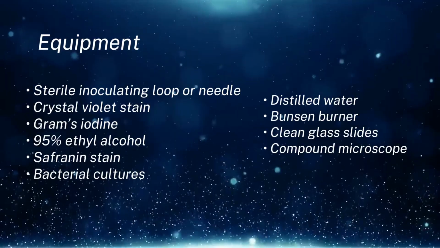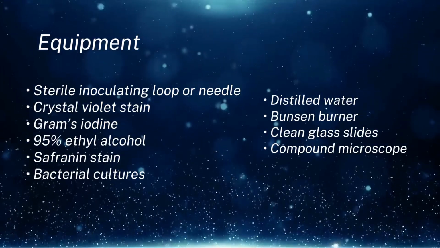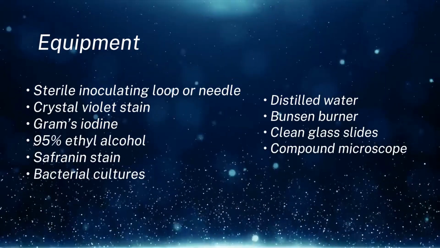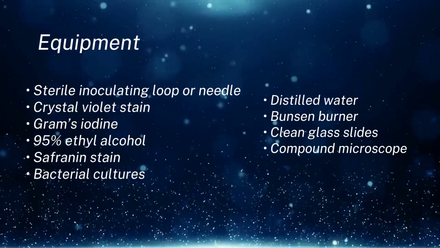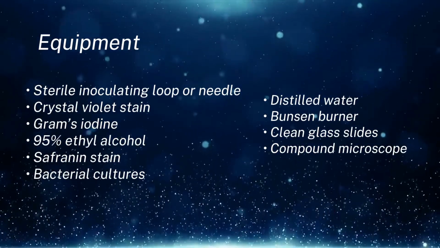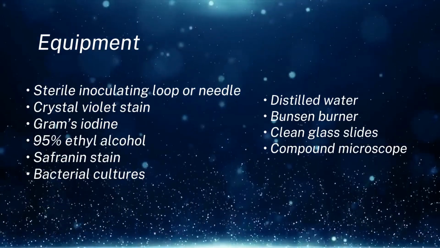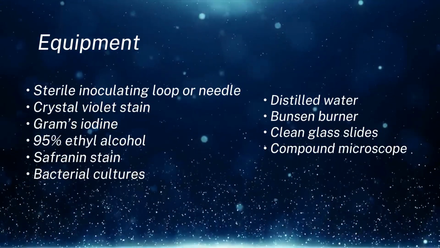Equipment: sterile inoculating loop or needle, crystal violet stain, Gram's iodine, 95% ethyl alcohol, safranin stain, bacterial cultures, distilled water, Bunsen burner, clean glass slides, compound microscope.